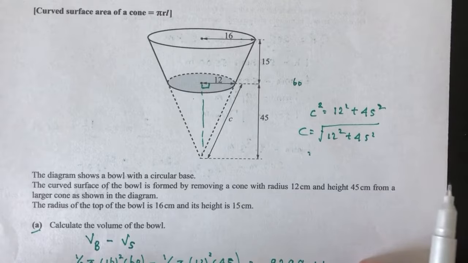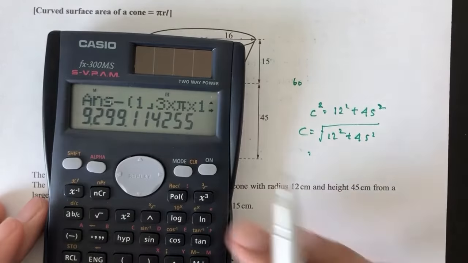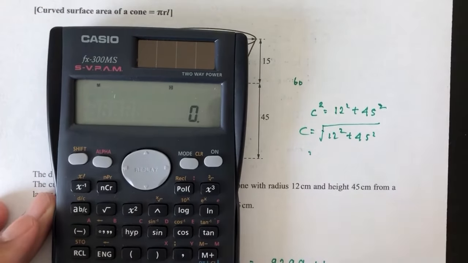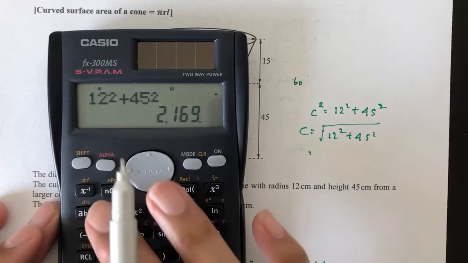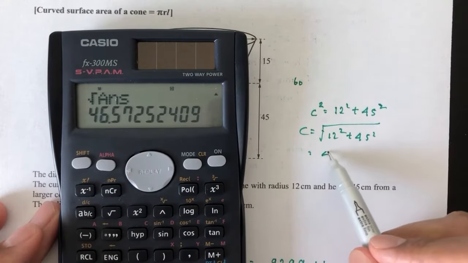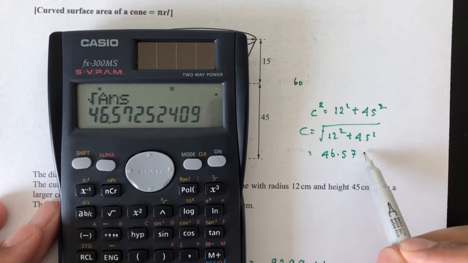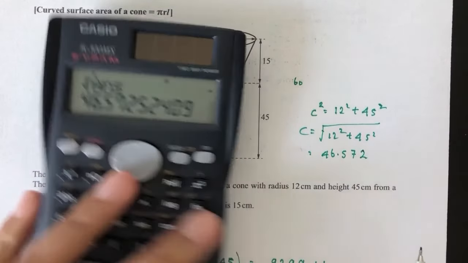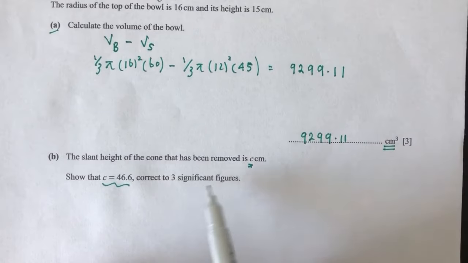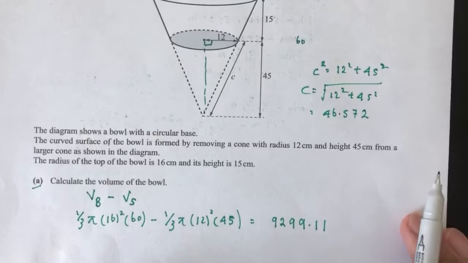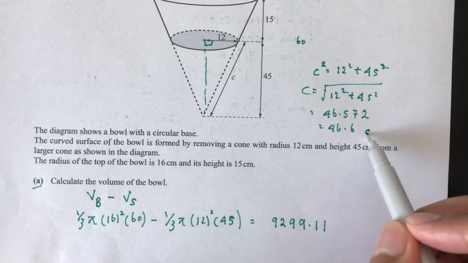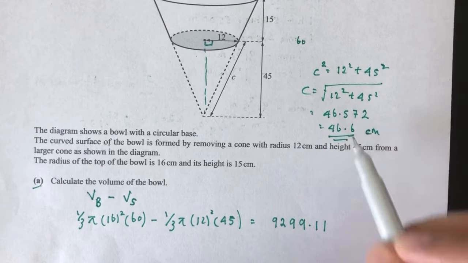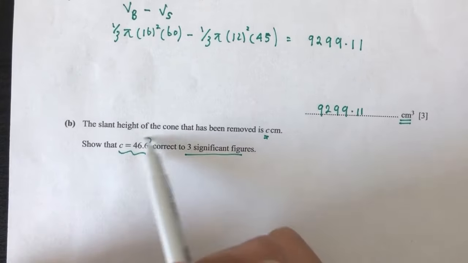So let's do that on our calculator. Let's start from the inside. 12 square plus 45 square, square root, that will be 46.572, and then your answer needs to be correct to 3 significant figures, so it will be 46.6, which is the height, and it is shown as required.